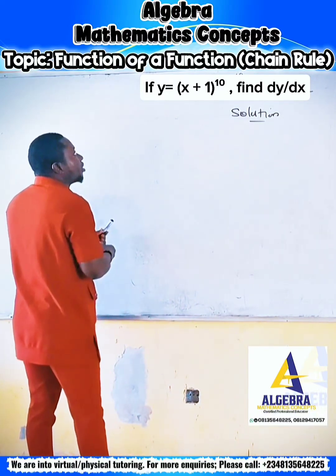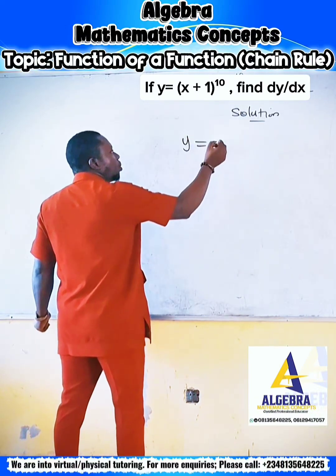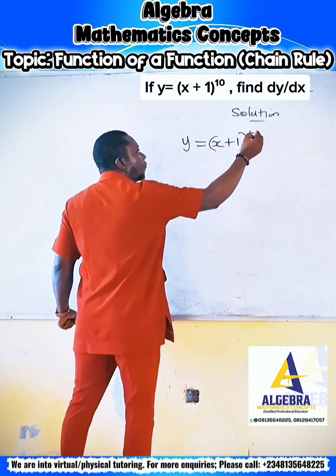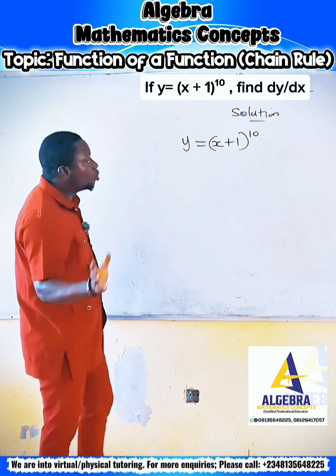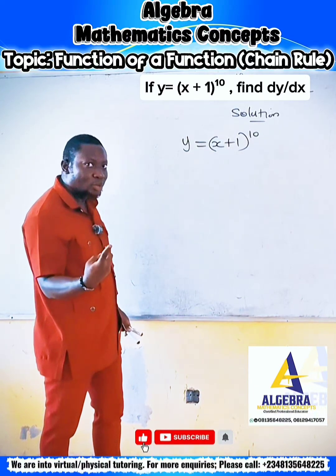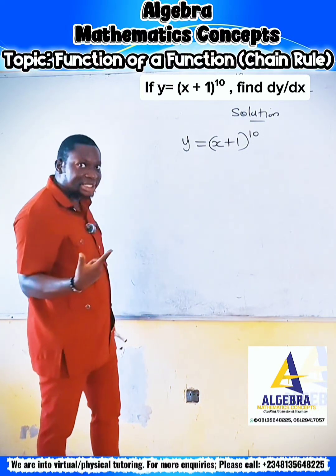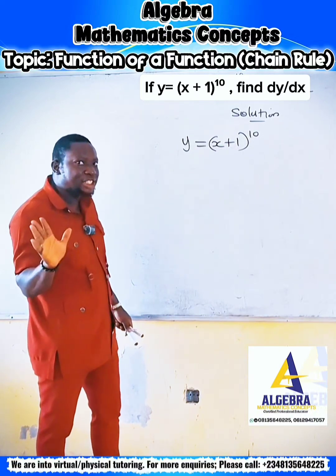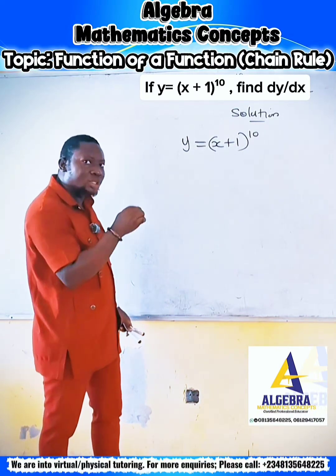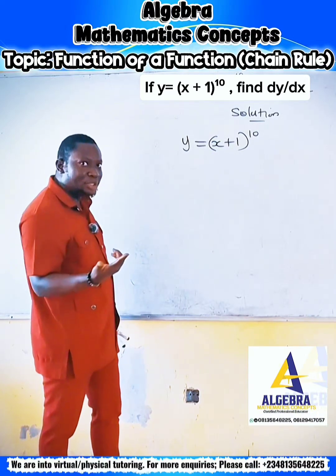Okay, now I have y equals (s plus 1) to the power of 10. Now what I will do is this. I will assume any letter of my choice. I will not use s, I will not use y, because s and y are already there. I will assume any letter of my choice to be equal to what I have inside the bracket, which is s plus 1.